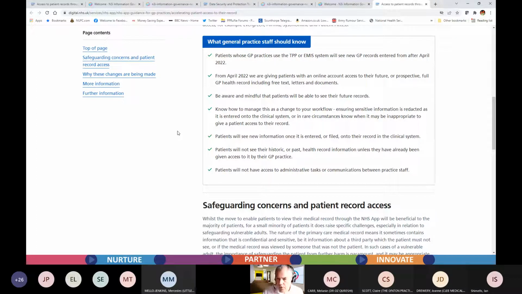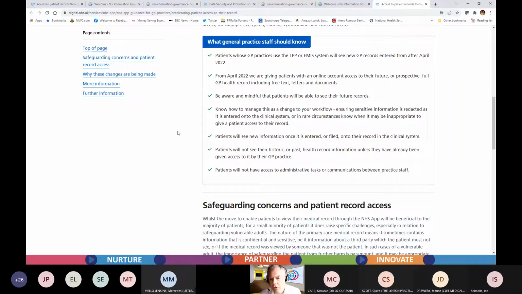Therefore, the process that you would follow when you receive a subject access request, you almost need to do that in real time, because you need to be ensuring that appropriate redactions are done to the record as it's put onto the record, because the patient's going to be able to see it. I'm not quite sure if it's actually real time or whether it's overnight or whether there'll be some delay in it. But essentially, as it says in there, as new information is entered, patients will be able to see it on the record.